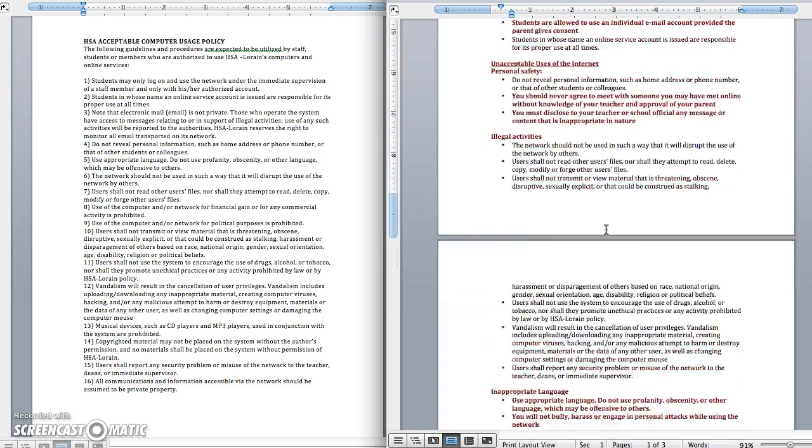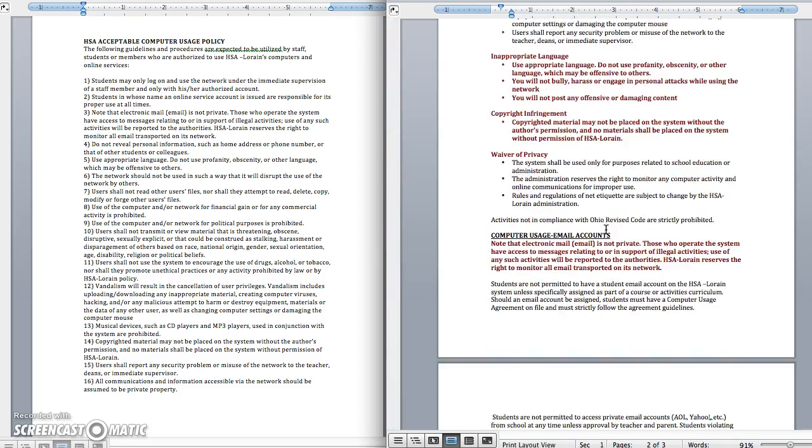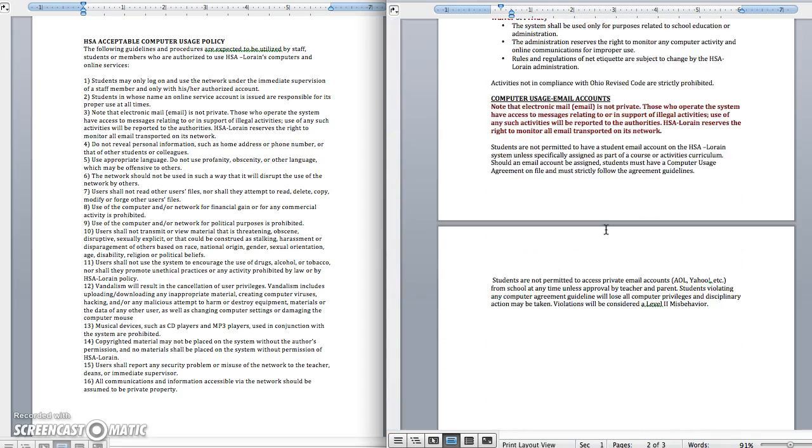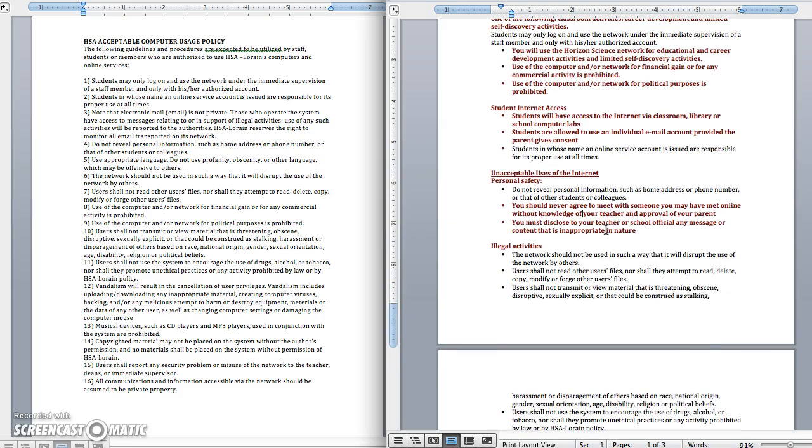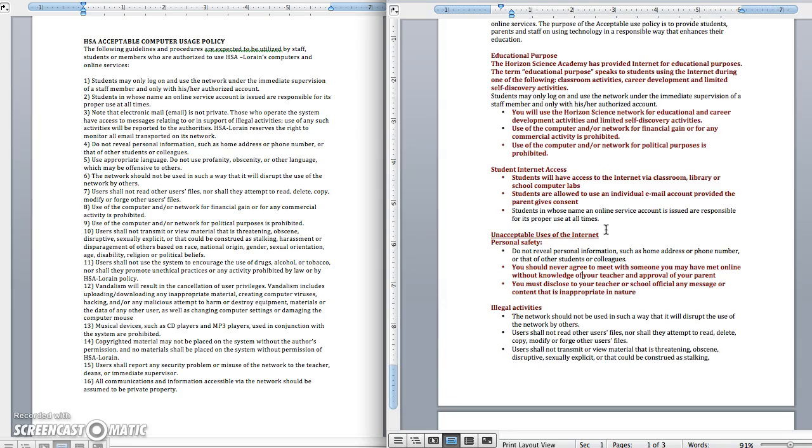And so, some short, sweet, 2.5 pages, something that parents can read, can understand, and then they can sign a waiver and bring it back. So I just expanded a little bit. So that's my revised AUP for Horizon Science.